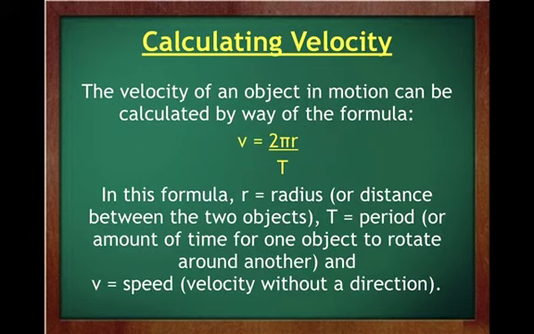Okay, again, we've already talked about this. If we're trying to calculate velocity, that's when we're going to use that formula: v is equal to 2 pi r over t, because it's rotating in as much of a circle as we can get. Your radius is the distance between the two objects. Your t is your period, the amount of time it takes for one to rotate around the other, to do one full revolution. And v would be your speed. It would be velocity, but without direction, because if we're moving in a circular motion, our direction is always changing, but we still can have a speed, okay?